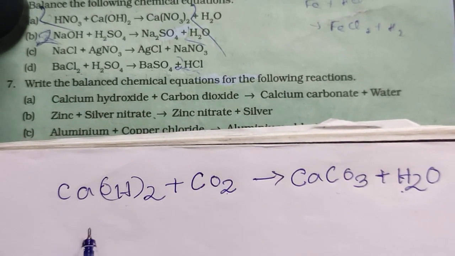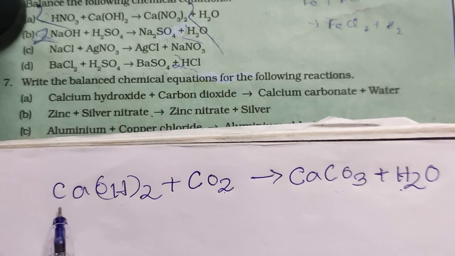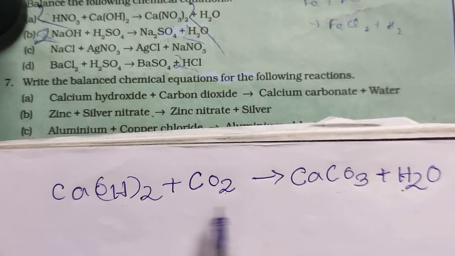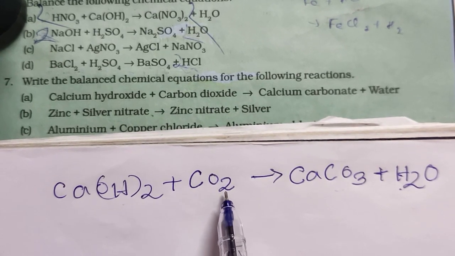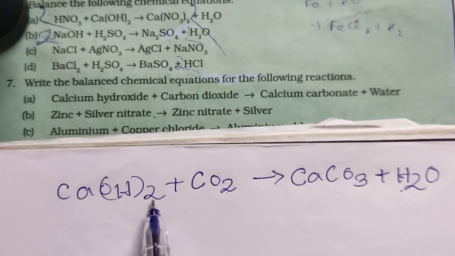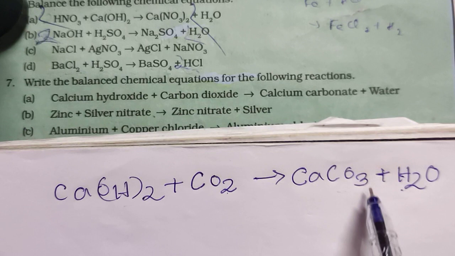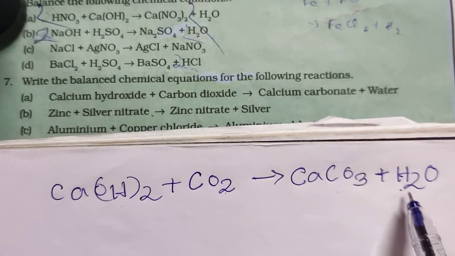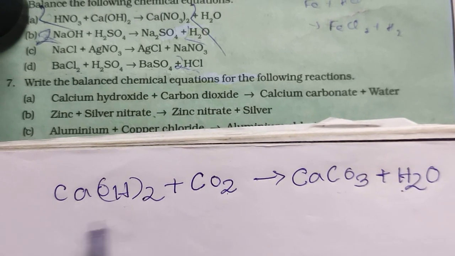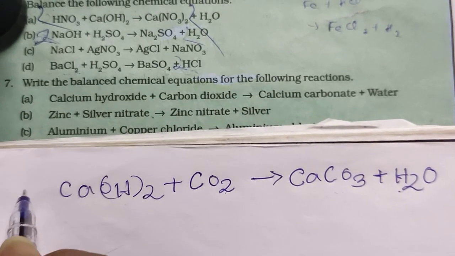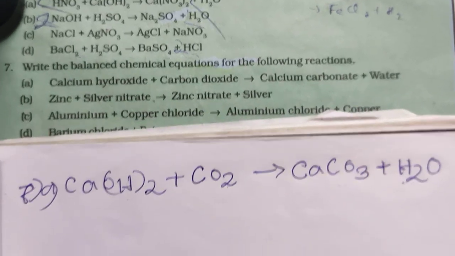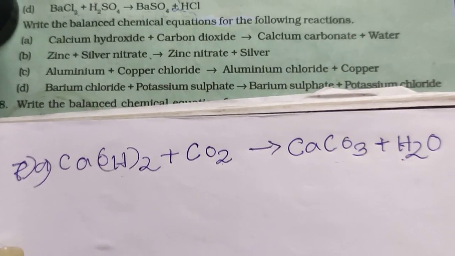So again, calculate the numbers of atoms. Here in the reactant the number of calcium atoms is 1, here also 1. Next, oxygen: the number of oxygen atoms is 2, here 2 plus 2, 4. Next, here also 3 plus 1, 4. The number of hydrogen atoms is 2 and here also 2, that is why this is already balanced. Next, go to the next question.